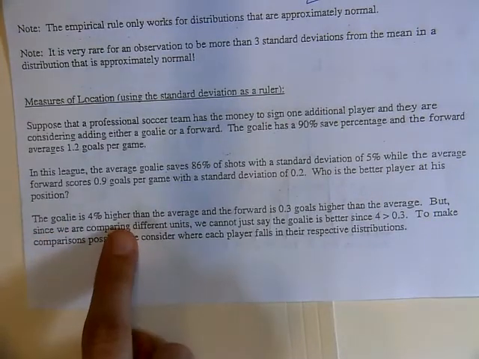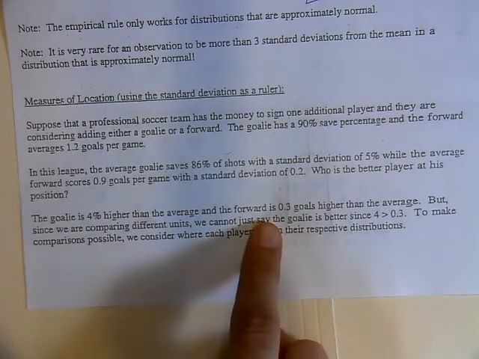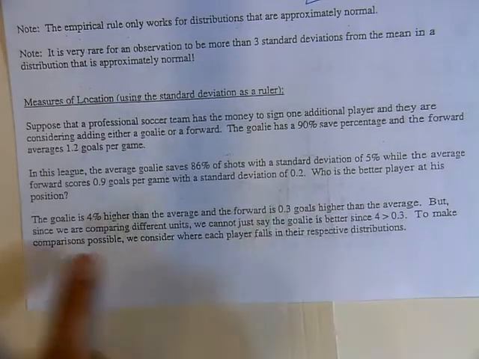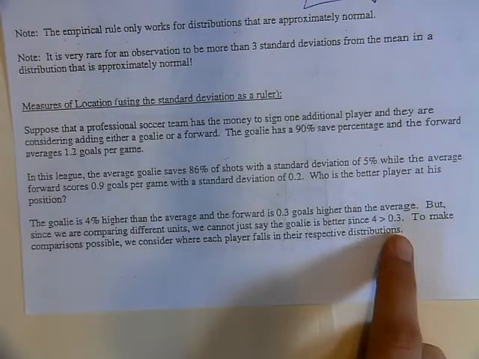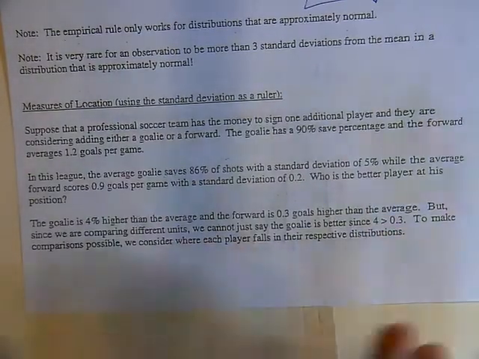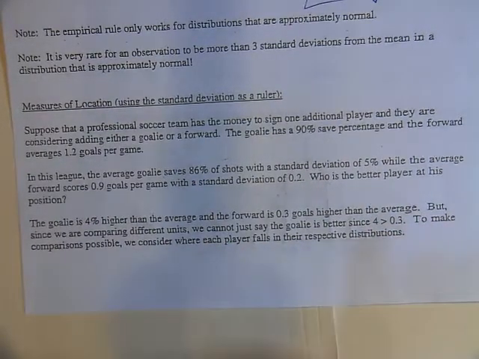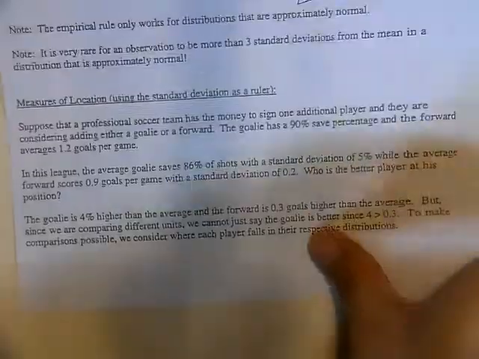The goalie is 4% higher than average, but the forward is only 0.3 goals higher than average. But we're comparing different units, so we can't just say 4 is better than 0.3. We want to figure out where they fall within each of their respective distributions.